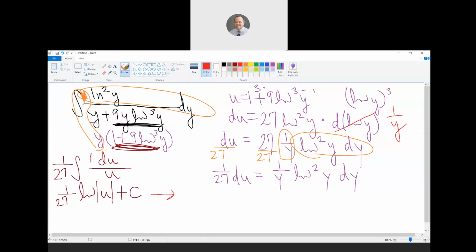Last step, back substitute u. Final answer is 1 over 27 natural log absolute value of 1 plus 9 natural log cubed y plus c. Any questions about this integral?